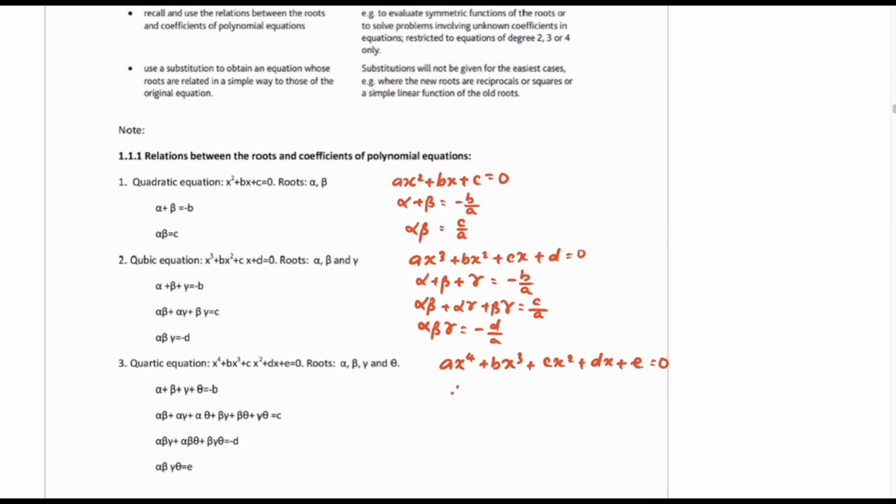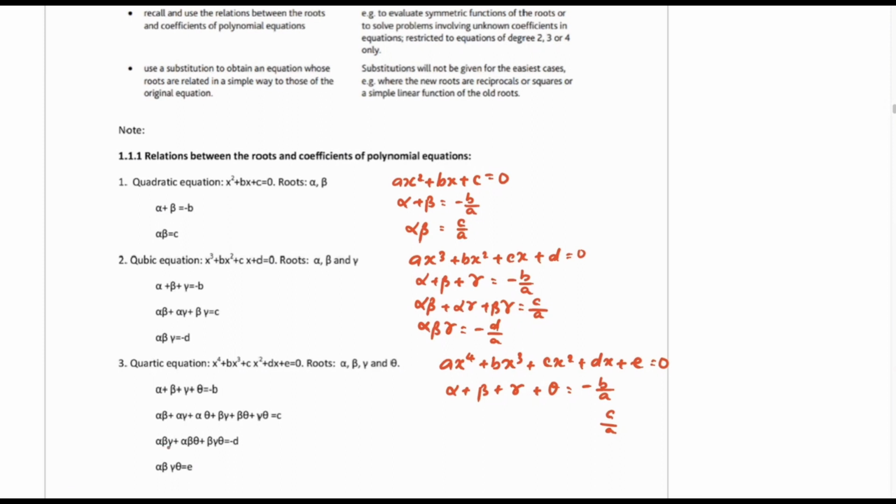Okay. Then if you add up the roots one by one like this, it is equal to negative B over A. Then again, if we take any two roots, alpha beta, alpha gamma, alpha theta, beta gamma, beta theta, and gamma theta, we combine any two roots and add up the products, then you will get C, for our case here, C over A.